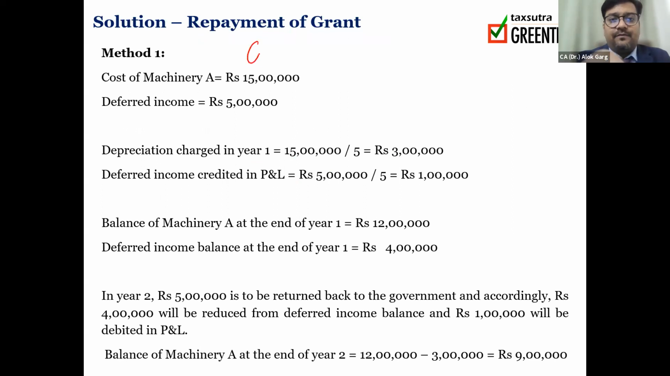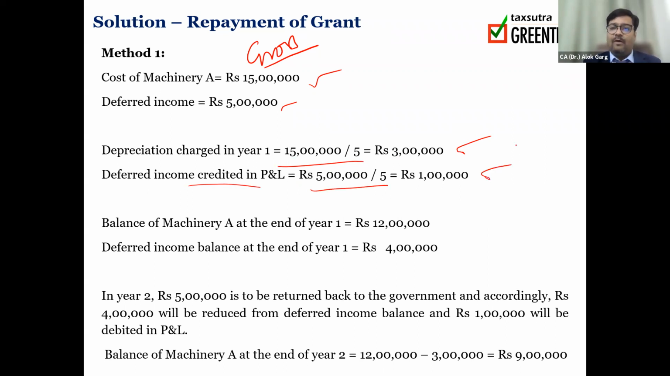Going by the gross approach, first of all, method 1. Cost of machinery A is 15 lakh, deferred income is 5 lakh. Depreciation charged in year 1 is 3 lakh, 15 by 5. Deferred income credited in P&L is 5 lakh by 5, 1 lakh rupees. What is the balance of machinery at the end of year 1? 15 minus 3, 12 lakh. Deferred income liability balance 5 minus 1, 4 lakh.